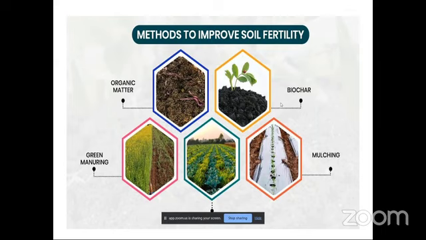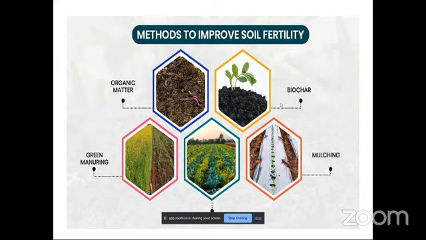The methods to improve the soil fertility: we can use organic matter, biochar, mulching, mixed cropping, green manure. The advantage of mixed cropping is that the leguminous crop is richer in nitrogen availability. Mixed cropping means a cropping pattern in which we have two crops, one a shorter crop and another a longer period crop.